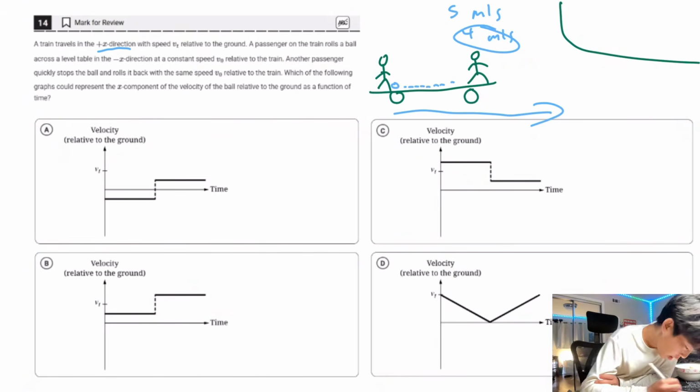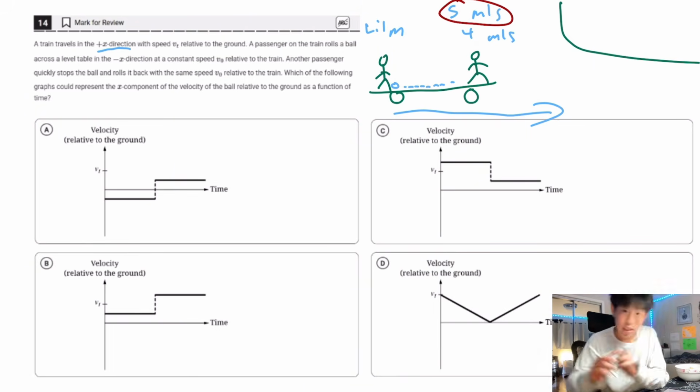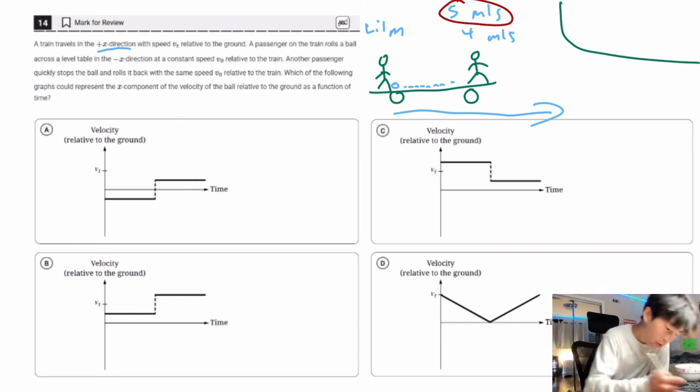And then another guy, Mayank, stops it and rolls it back with the same speed of 5 meters per second. This time, since it's going in the same direction as the train, it's going to go a little faster. It's going to be 6 meters per second. So now, which graph properly demonstrates that?